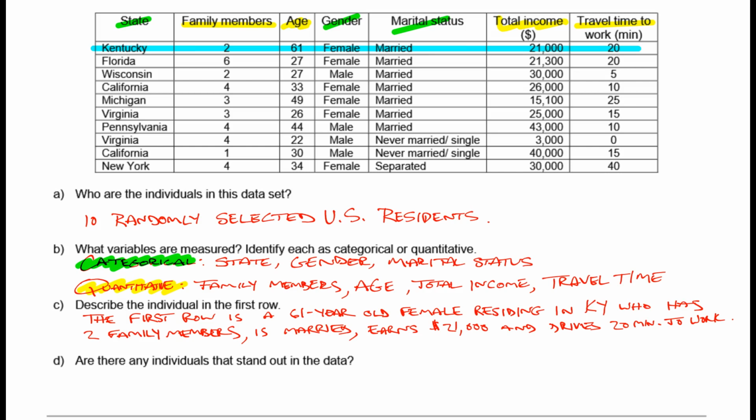And we might look at the data and say, well, the first row, that individual stands out because she is the oldest person in the distribution. But we might say that the person in California who's 30 years old stands out because they only have 1 family member. So again, this is a subjective question, but if I was picking the one that stands out the most to me, I would say it's this person right here. We have a 22-year-old male from Virginia that only earns $3,000 a year and has 0 travel time to work. So perhaps this person is a student. Again, subjective question, but to me, that's the one that stands out the most.